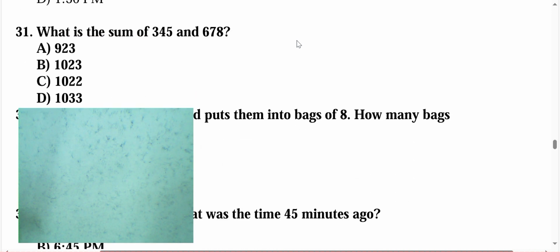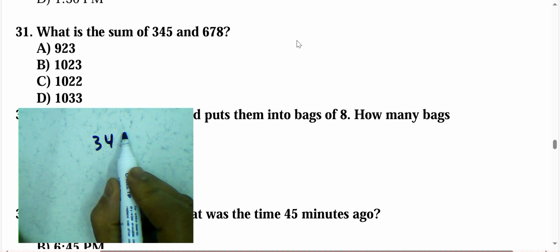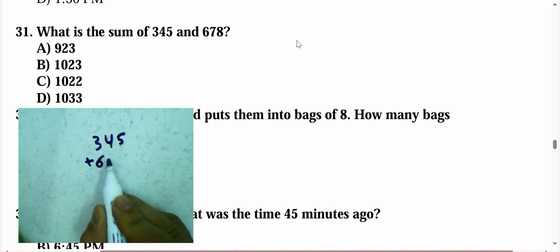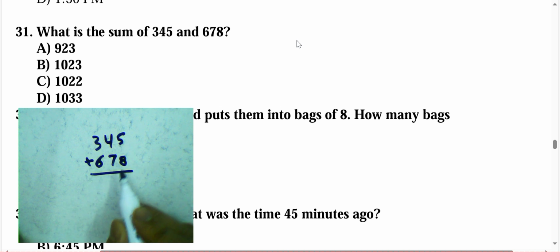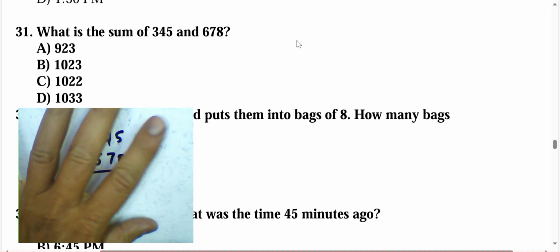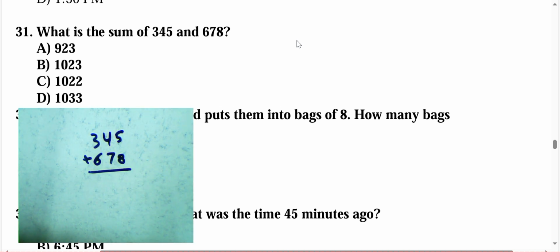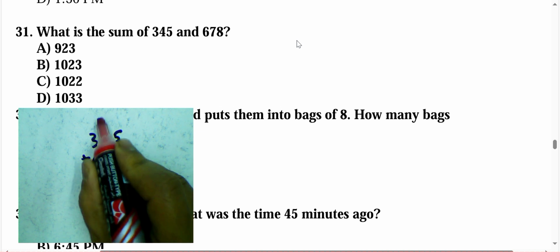Next question. What is the sum of 345 and 678? We can write 345 plus 678. 8 plus 5: 8 in your head and 5 in your hand, then count on after 8: 9, 10, 11, 12, 13. Write 3 here and carry up 1.